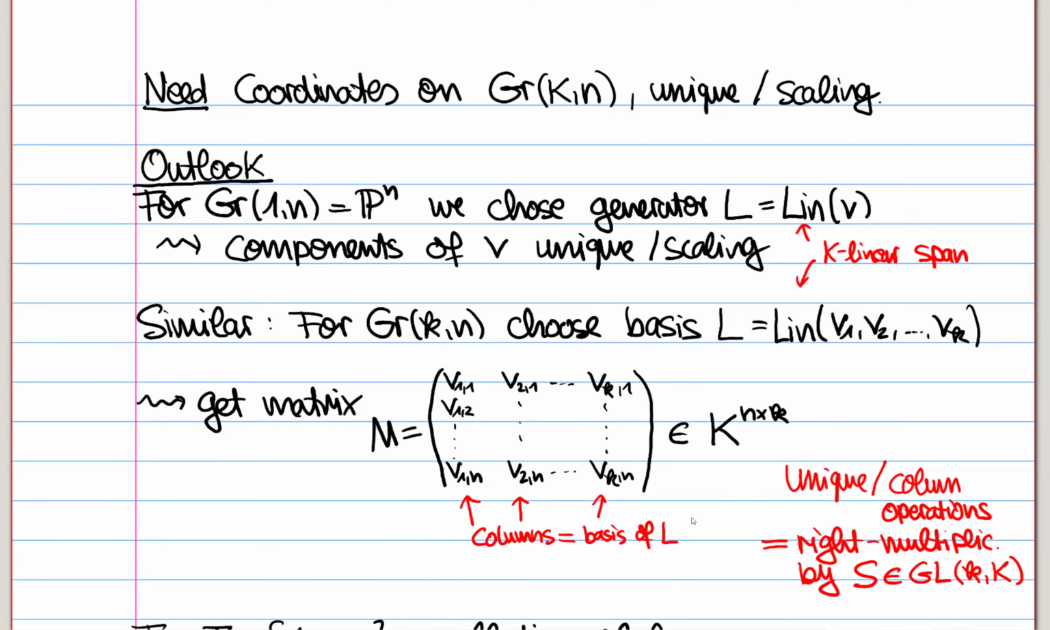What we do note is that this choice of v1 up to vk is not unique, but it is unique up to column operations, right? Changing the basis would correspond to a column operation, which is a right multiplication with a matrix S inside this GL_k, so a k cross k matrix over the field K.